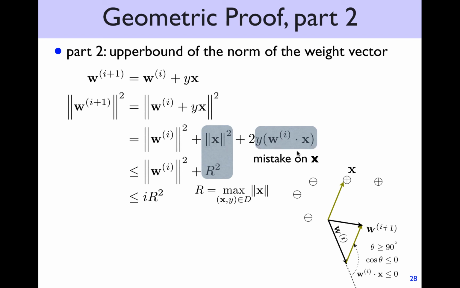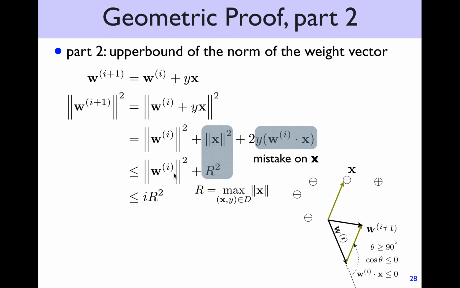And we already said the dot product must be less than 0. Otherwise, you did not make this mistake. And because you made a mistake, and that's exactly why you're updating on this x, the dot product must be less than 0. Okay. And what about the bound for the x norm? Well, it's bounded by r, because we already said r, the radius, is the maximum length, right? So that's the longest or farthest away vector or data point. So it's bounded by r squared.